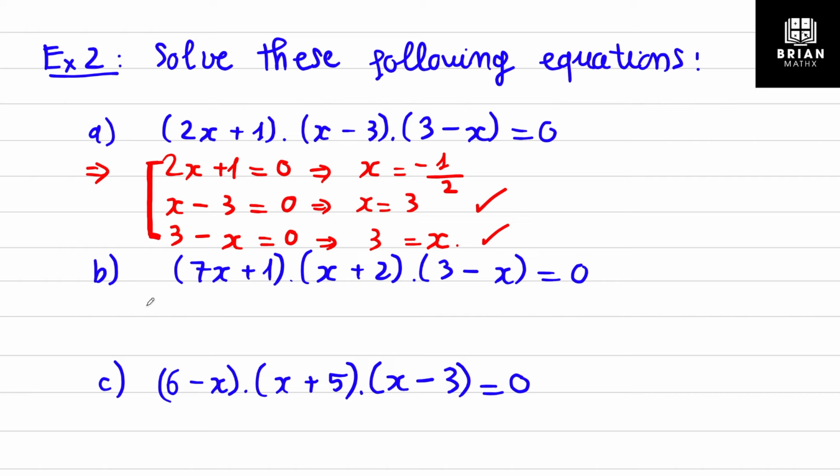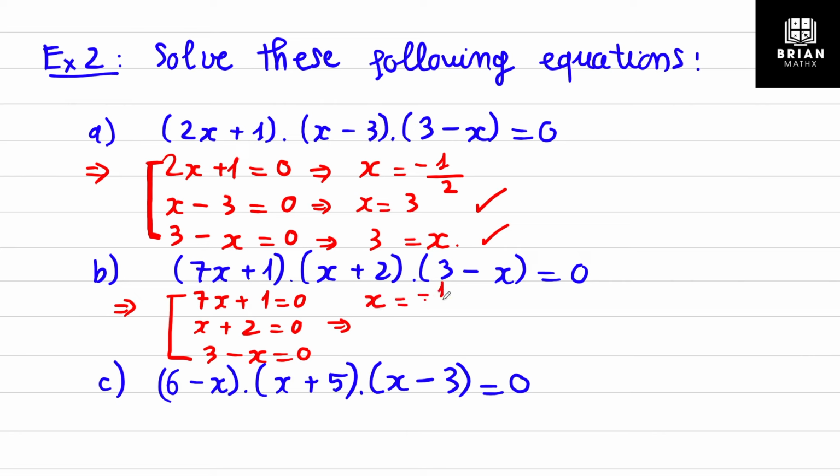How about question B? Again using the square bracket. The first one, 7x plus 1 equals 0. Second, x plus 2 equals 0. And the last one, 3 minus x equals 0. So for the first one, you get x equals negative 1 over 7. The second equation, you get x equals negative 2. And the last one, you get x equals 3. That's all, and then we finish this question.